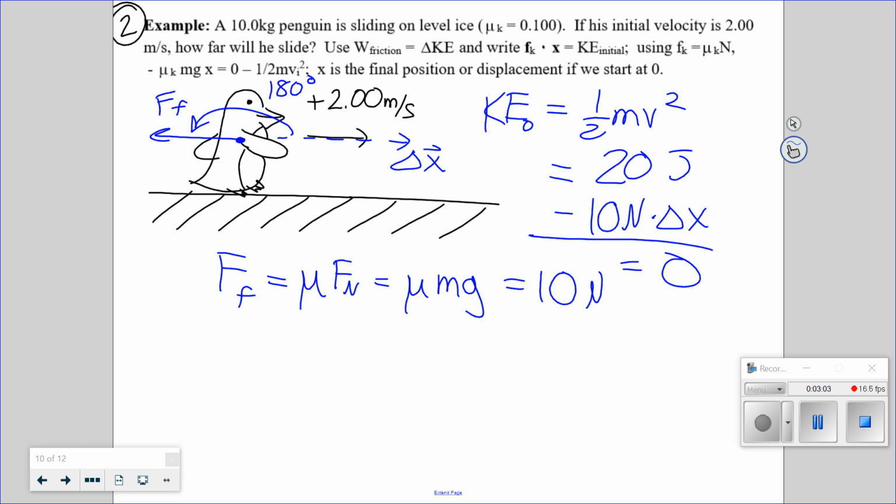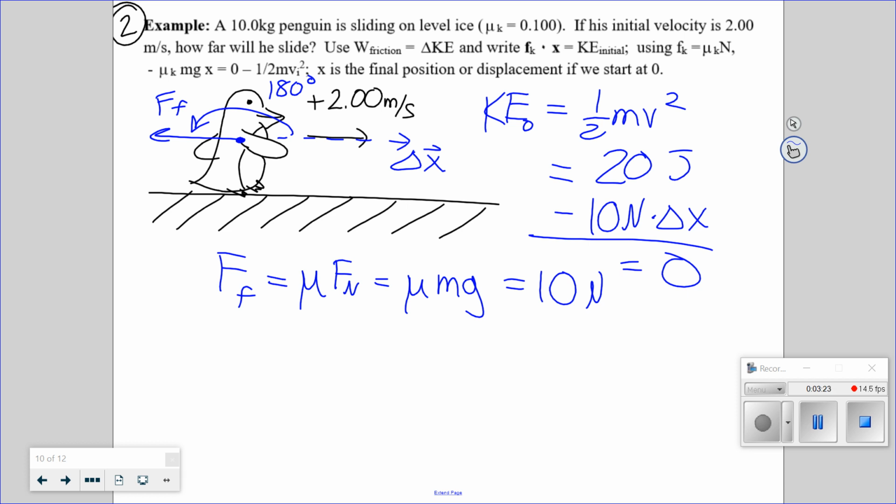You can even think of it this way: joules is newtons times meters, so newtons is joules per meter. If he's losing 10 joules per meter, how many meters can he go before he loses 20 joules? Oh man, that's an Algebra 1 problem.